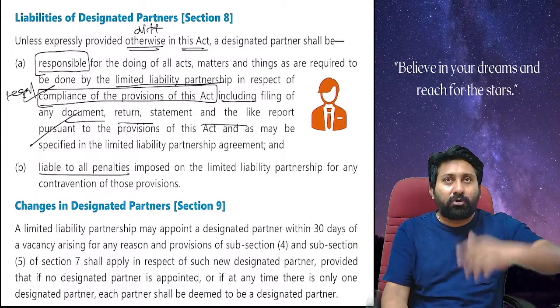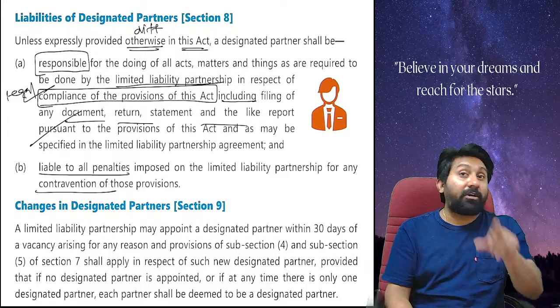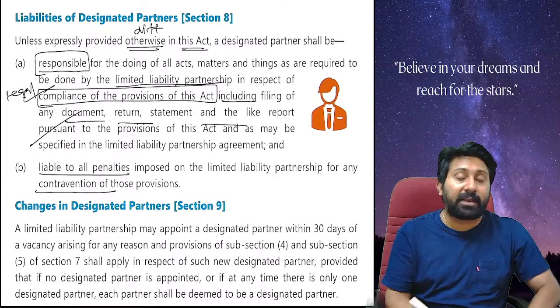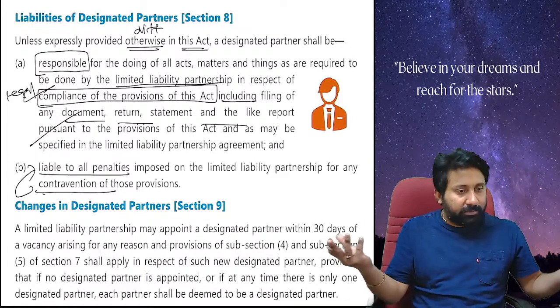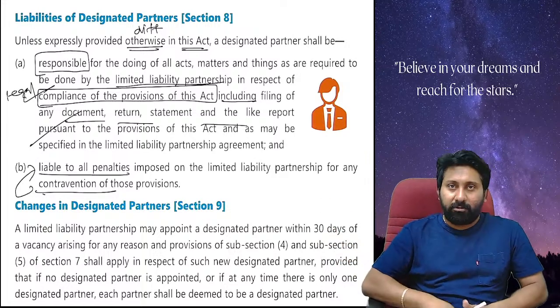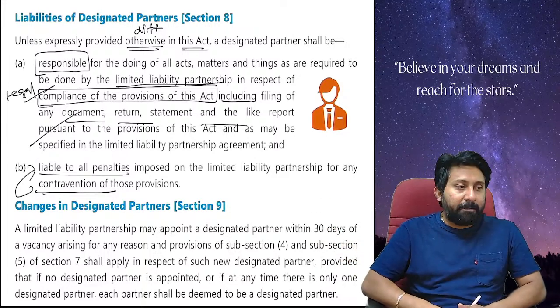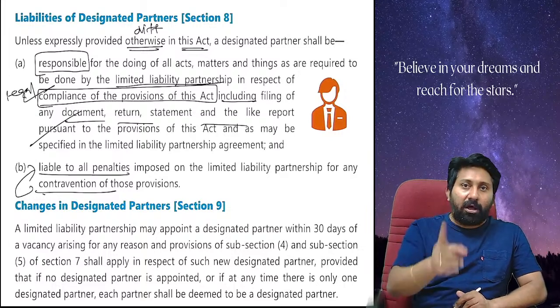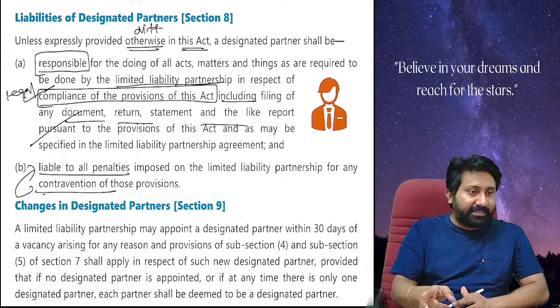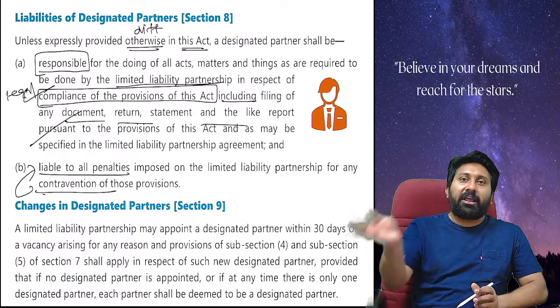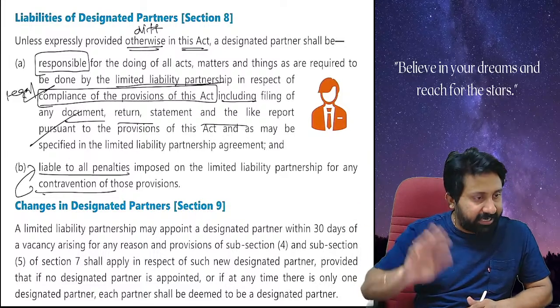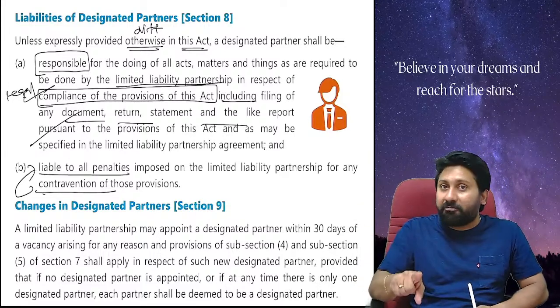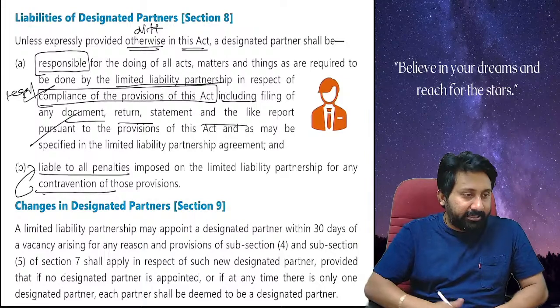If you do not do that, I will call it contravention. For contravention, are all partners liable? Only DPs are liable. As simple as that, answer completed. So tell me, what is the liability of a designated partner? Number one, responsible for doing all the acts, duties, and compliances under this Act, like filing the documents, returns, reports, etc. And if not filed, you will be liable for the penalties.